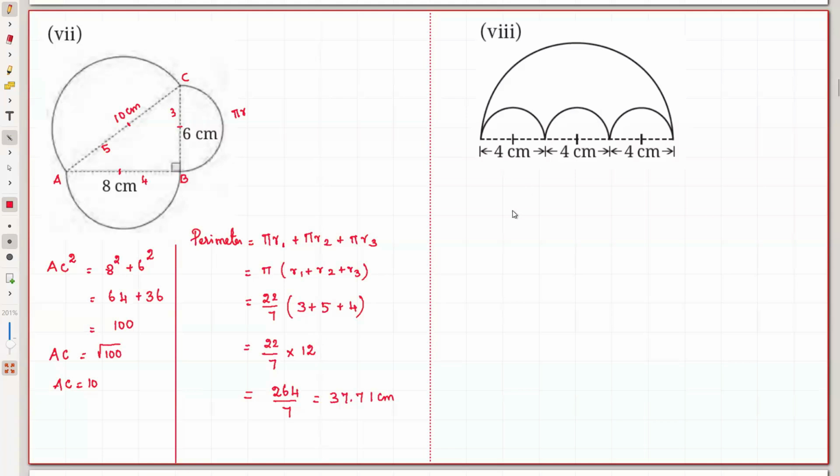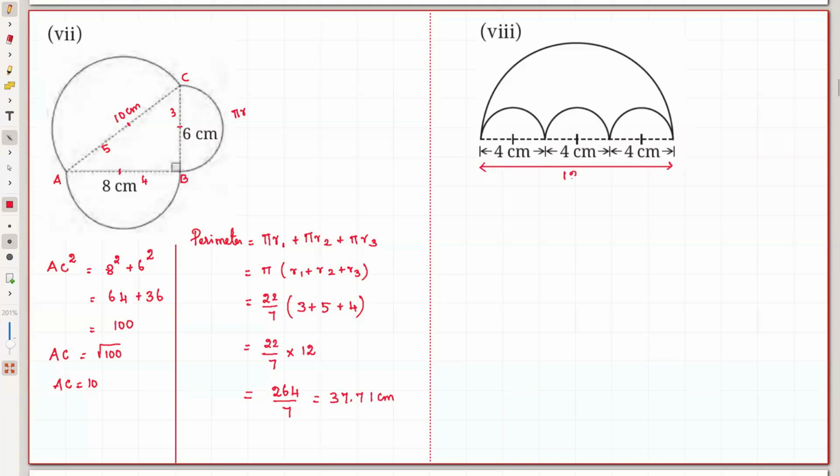Now, question number 8. Here we have 3 small semicircles and 1 big semicircle. First we will find the perimeter of the big semicircle. The diameter we can find as 4 plus 4 plus 4. 3 fours are 12. So the diameter of the big semicircle is 12.